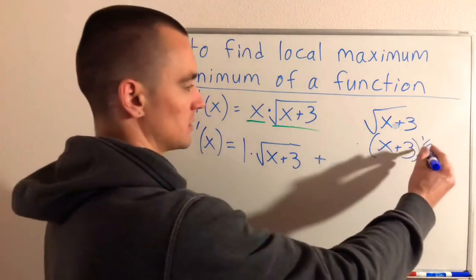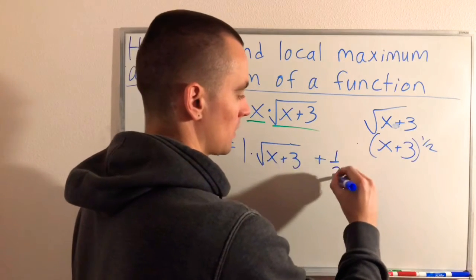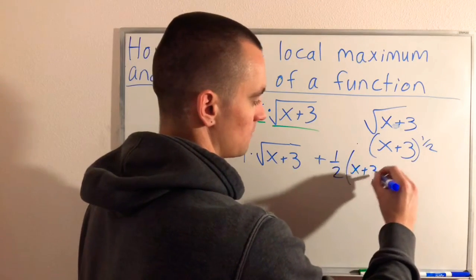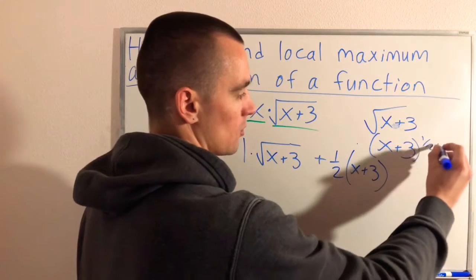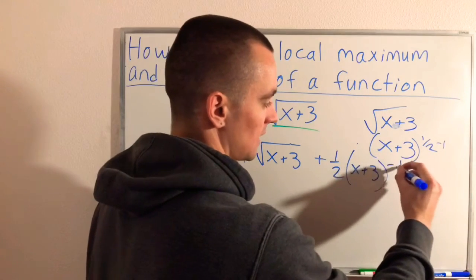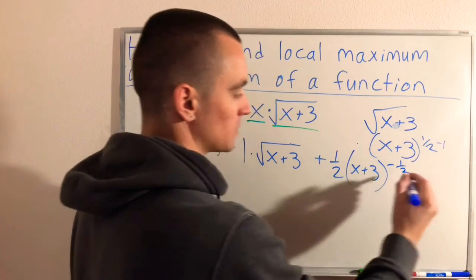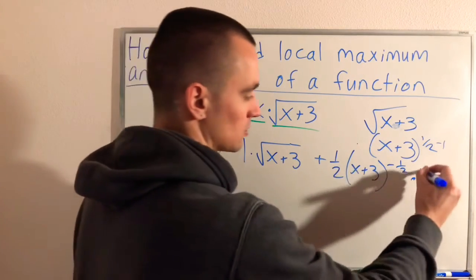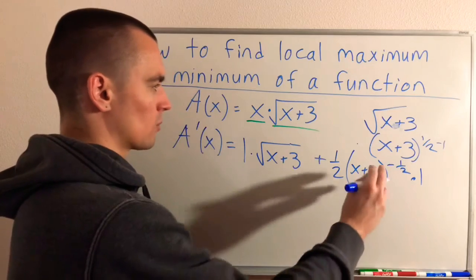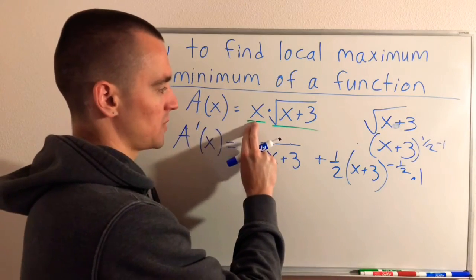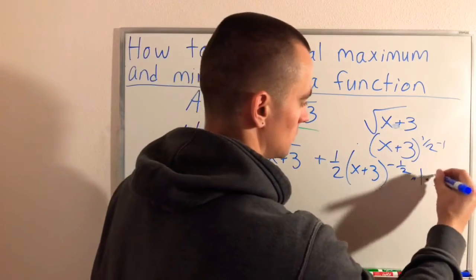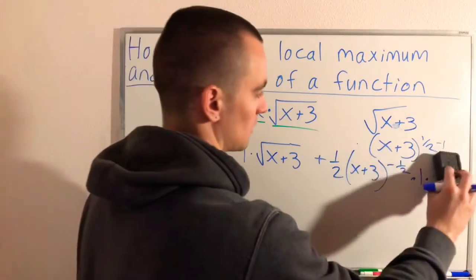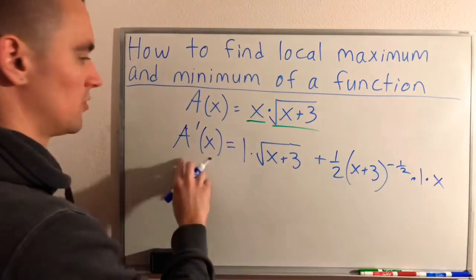Doing that will give us 1/2 times x plus 3. We'll lower our power by 1, so 1/2 minus 1 is negative 1/2. And then we'll multiply that by the derivative of the inside. The derivative of x plus 3 is just 1. And then we're going to multiply that by this first piece, so times x. So let's get this out of the way now. This is the derivative of this function.